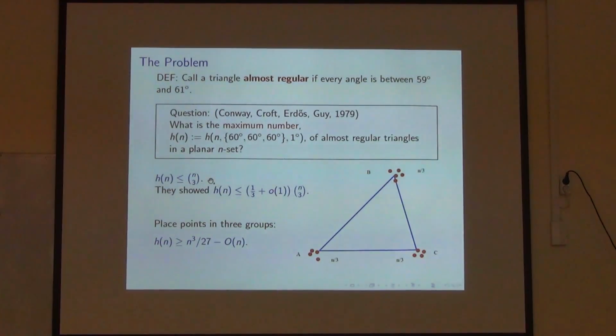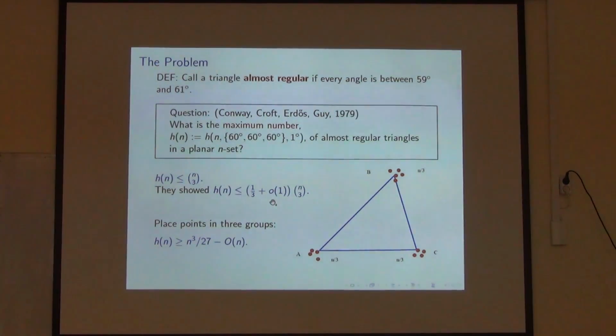So we have n choose 3 triples. We just measure the angles, and we call a triangle almost regular if the angles are between 59 and 61 degrees. So they don't differ too much from 60 degrees. It's a combinatorial problem. For every n, we get an integer, the maximum number, considering all possible configurations. And actually, they proved an upper bound, which is not that far from the truth: 1/3 times n choose 3. So it's not possible that all the triangles are almost regular.